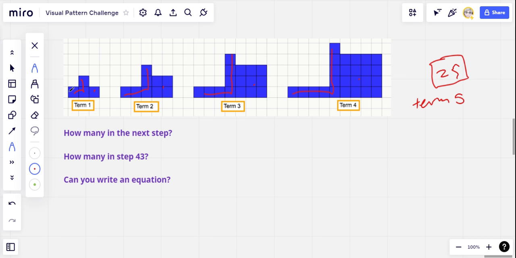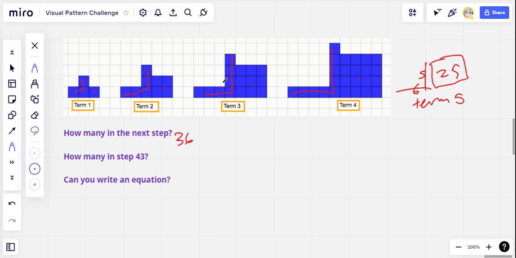And then this L, first it's 2 long on the bottom, then 3, then 4, then 5. So this would be 6 long on the bottom. And then of course it's 1 less than that on the top, so 5 here. So that'd be 25 plus 11. Looks like 36 for term 5. Does that look right to you?